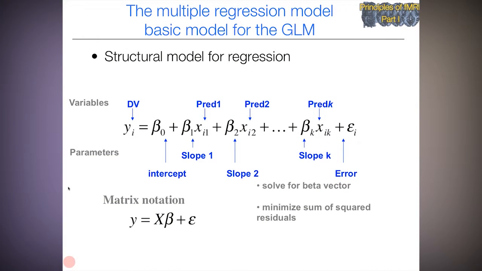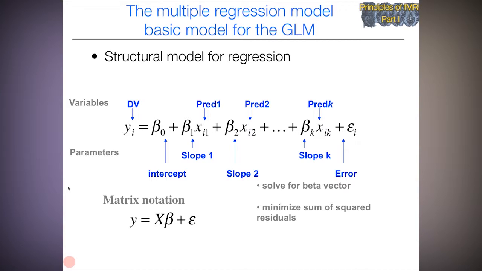This is the basic structural model for the GLM. We'll first break it down and then show it in one compact equation. Up on the top here, y is the dependent variable throughout the course, and x is going to refer to predictors.